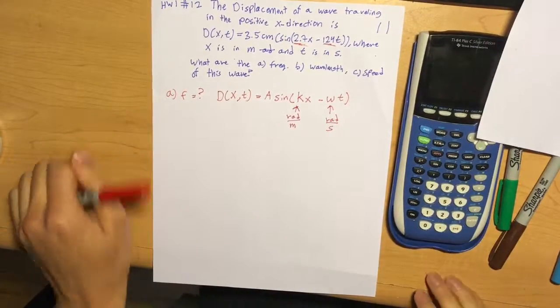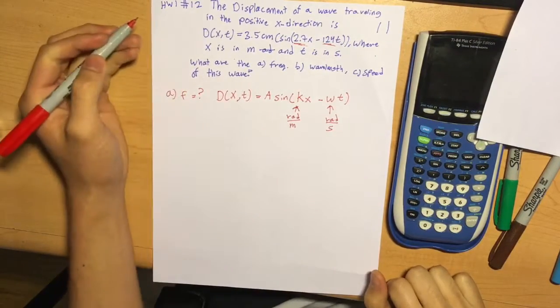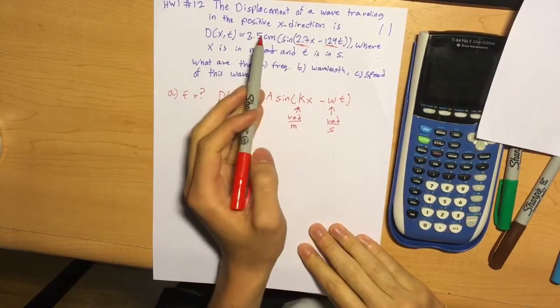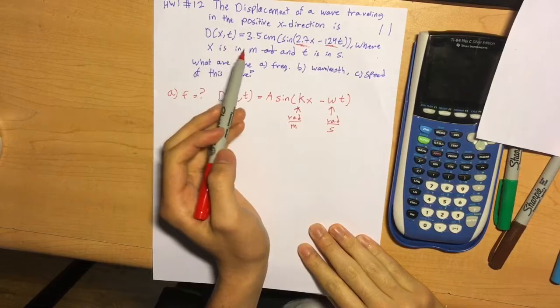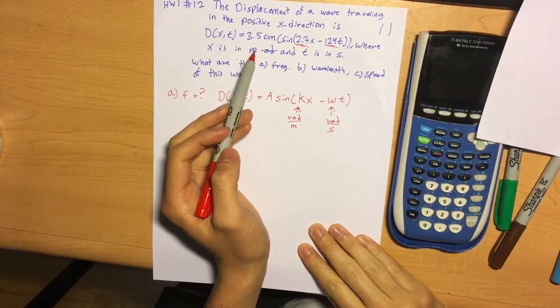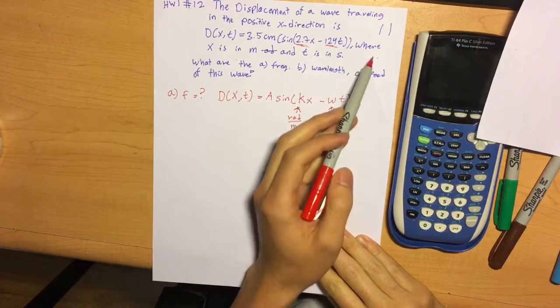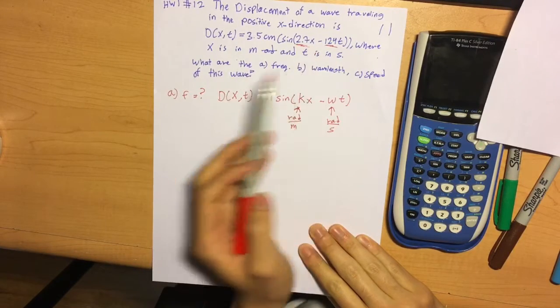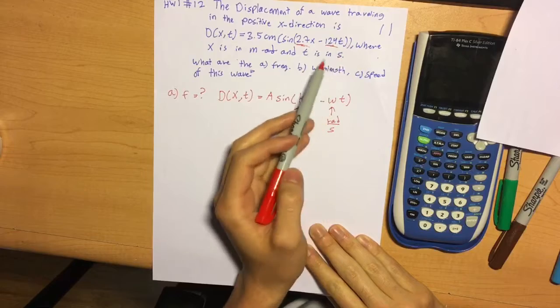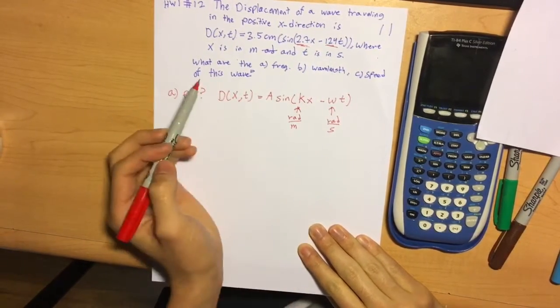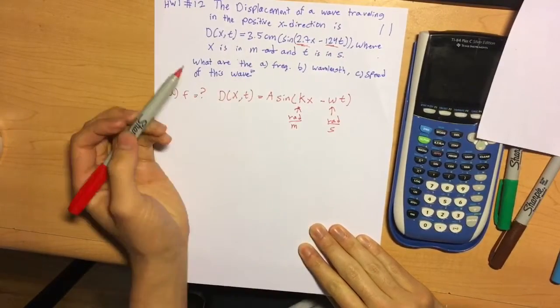So this is Pencast for homework 1, number 12, and the question says, the displacement of a wave traveling in the positive x direction is d(x,t) equals 3.5 centimeters sine of (2.7x minus 124t), where x is in meters and t is in seconds. And it asks us to find the frequency, wavelength, and the speed of this wave.